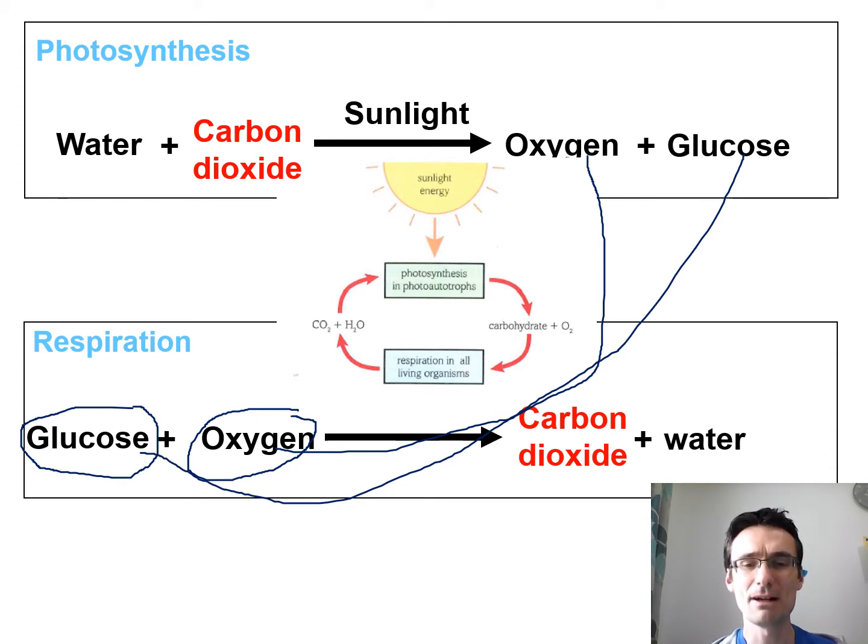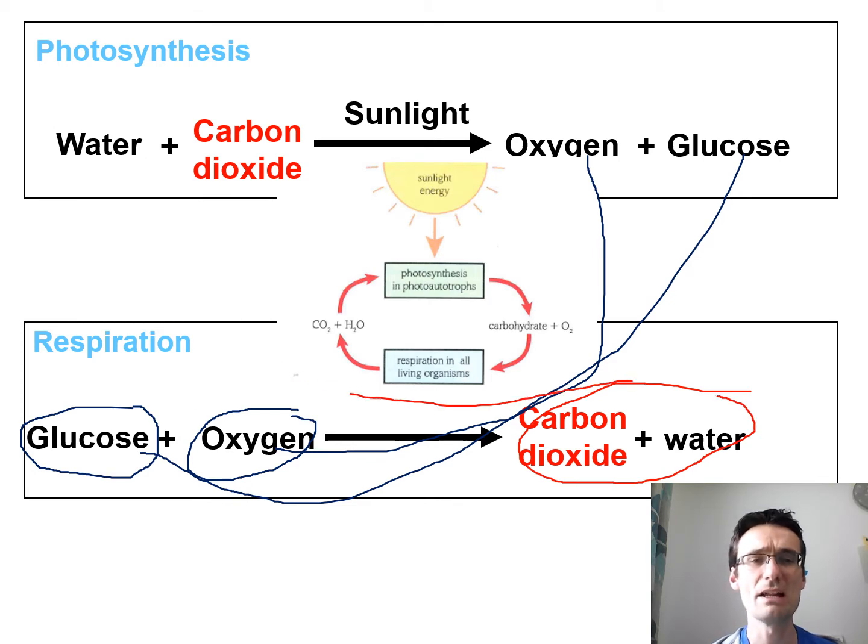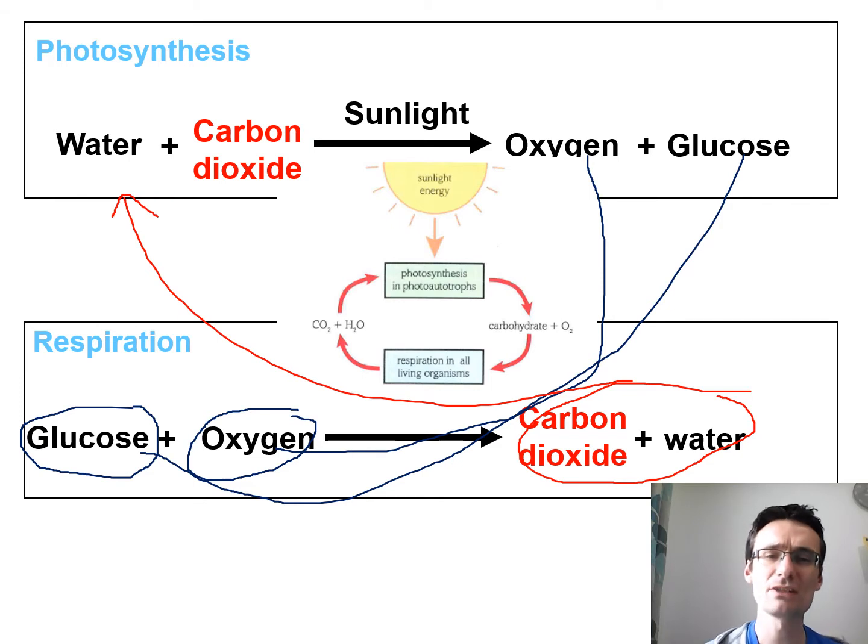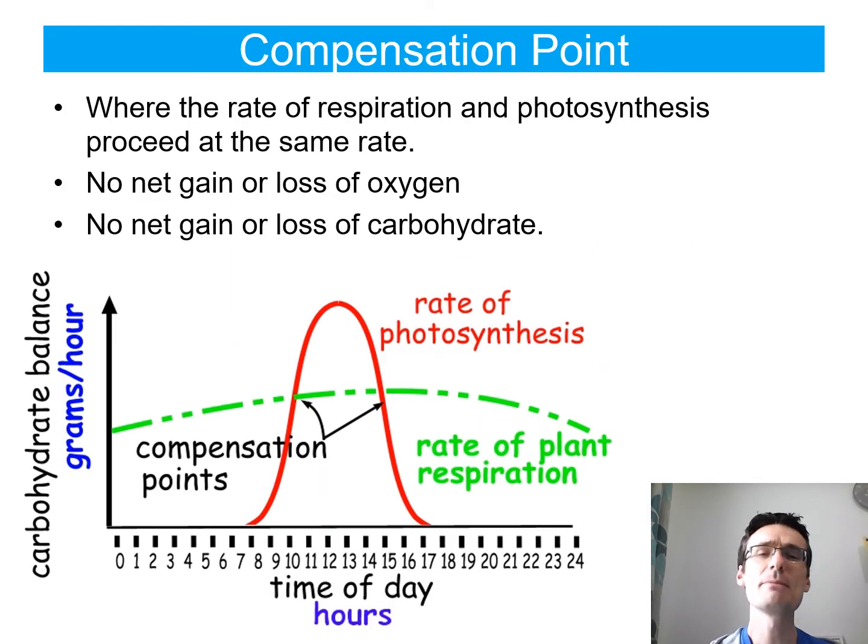And again, the opposite way around, which I should really mention, is the products of respiration, which is water and carbon dioxide, and obviously the energy we make, they become the reactants of photosynthesis. So really well balanced equation, but it shows you the importance of the two interacting. And where it becomes important in plants is something called the compensation point.